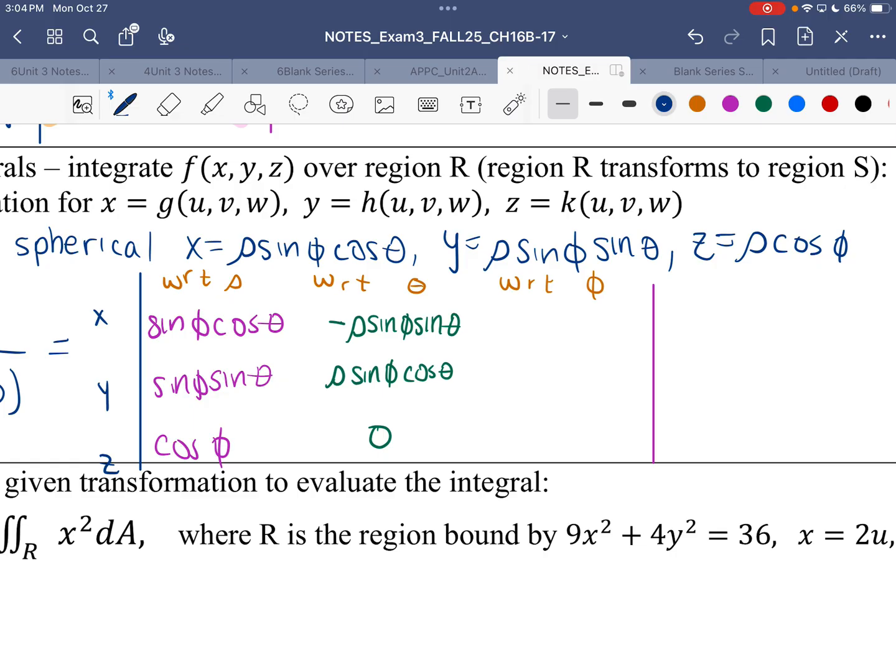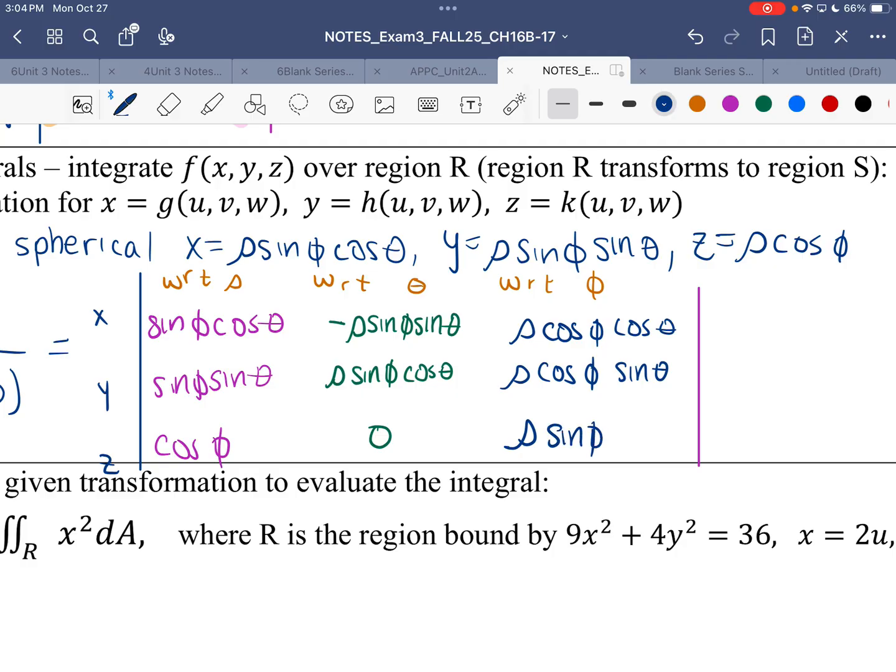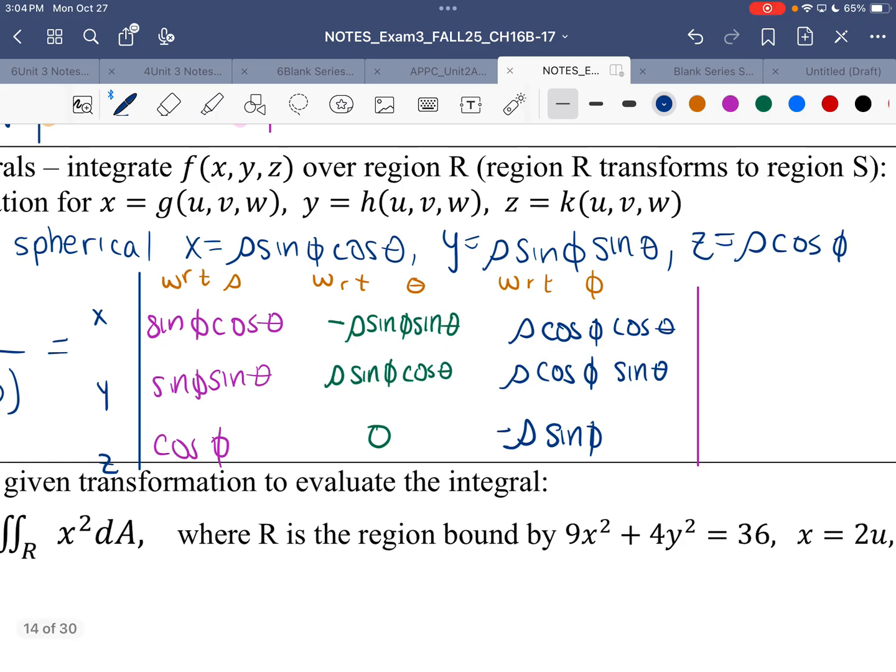All right, and then with respect to phi, Karen, what do you think? Rho cosine phi cosine theta. Good. Then we are going to have rho cosine phi sine theta. And then hopefully, wow, that row is really cute. Rho sine, negative.